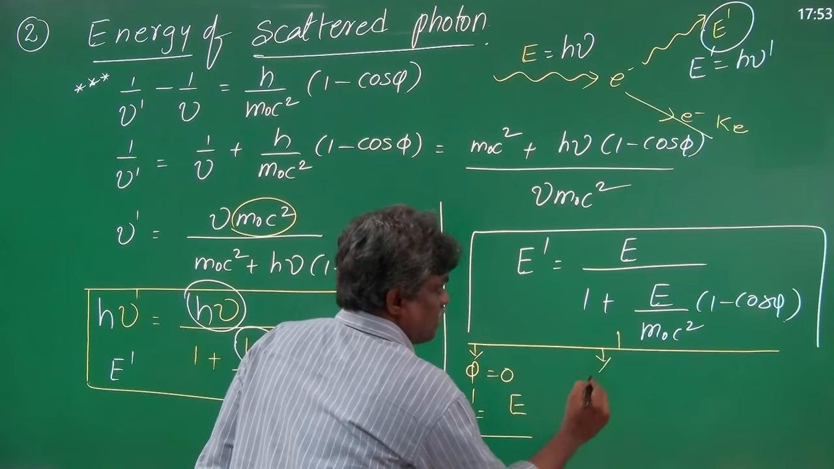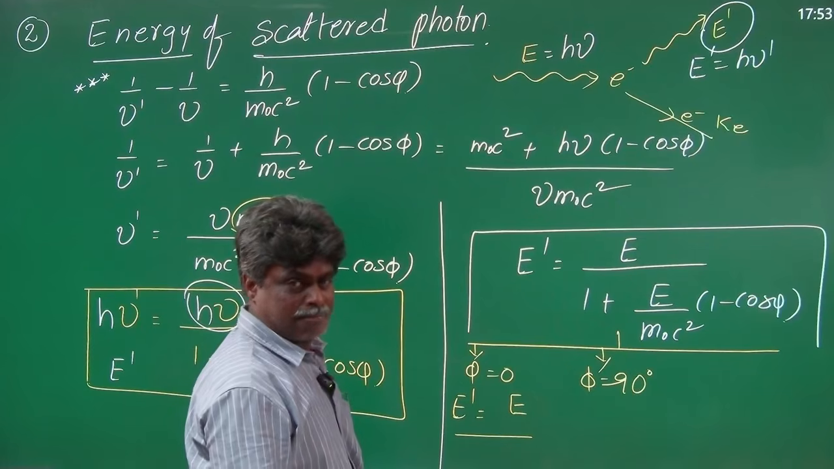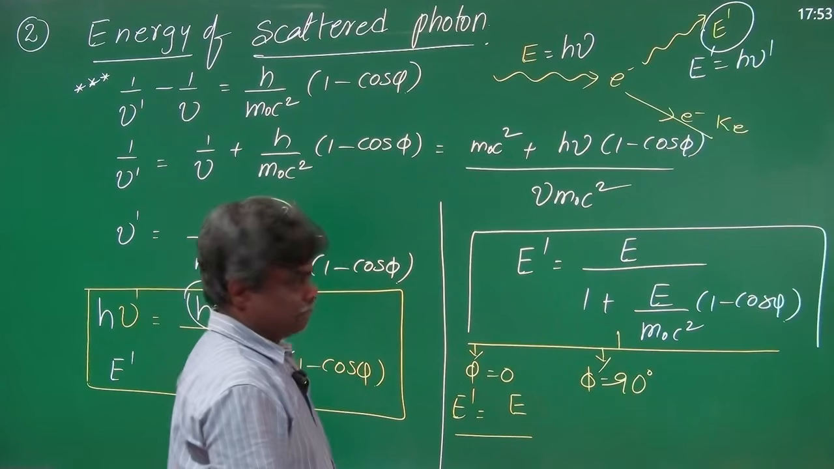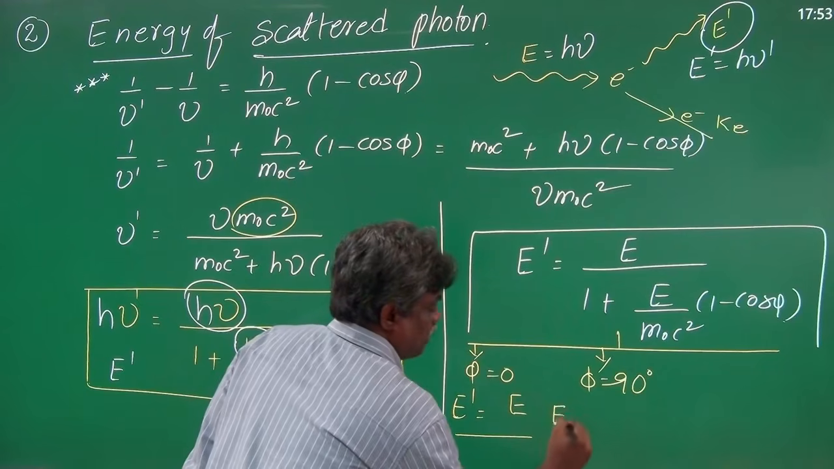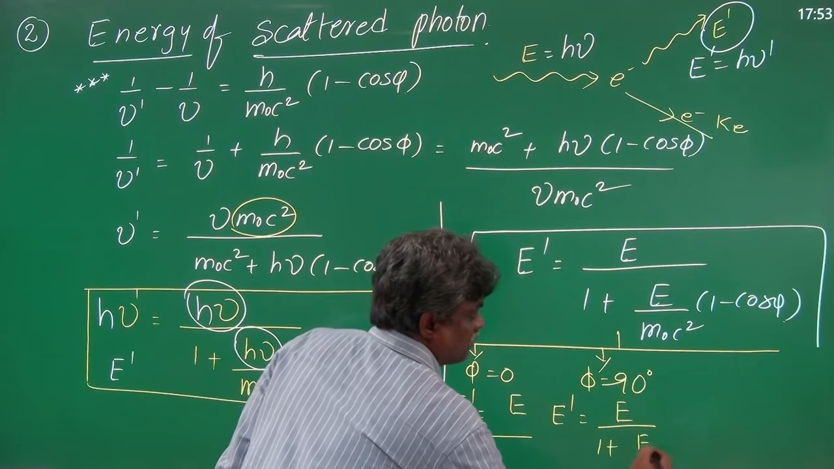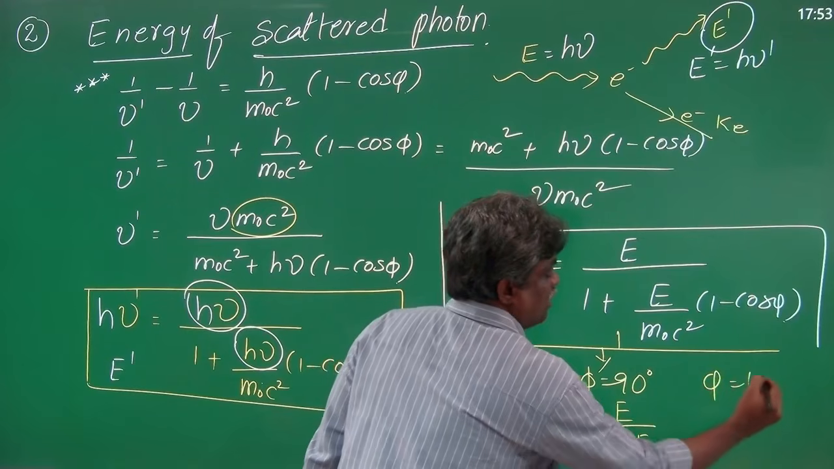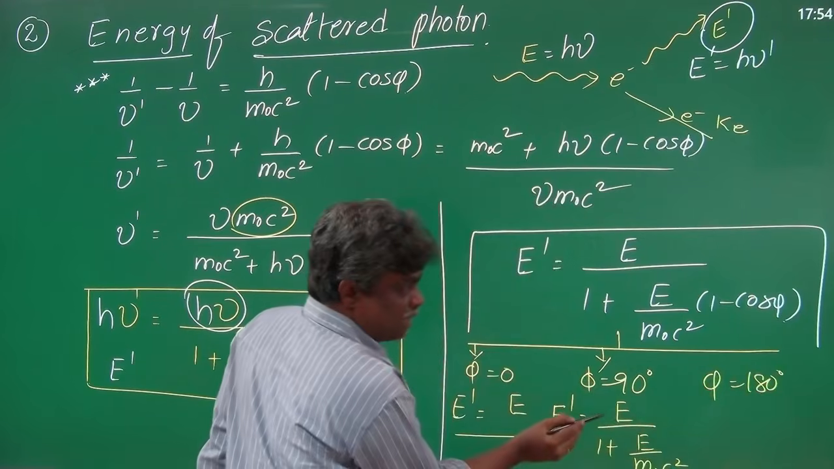Next, phi equal to 90 degrees. Cos 90, E prime equals... okay. Next, phi equal to 180 degrees. I think here you got 2E.